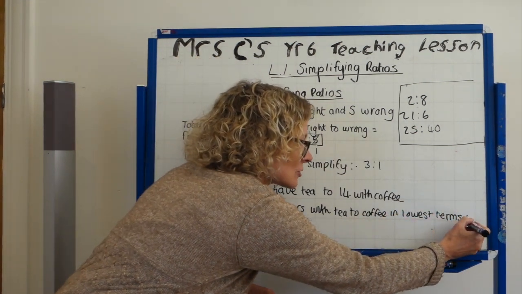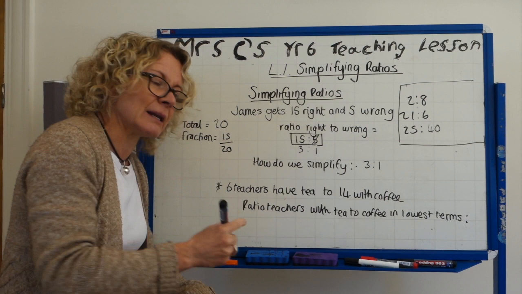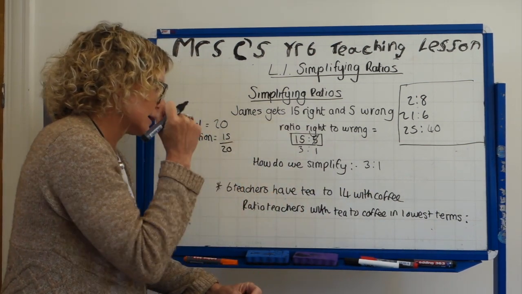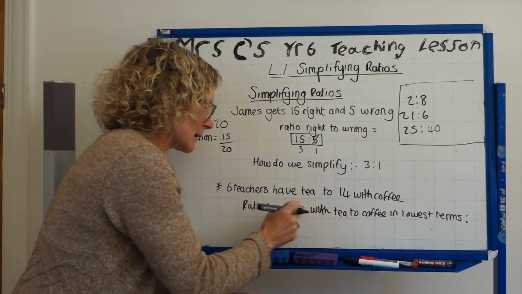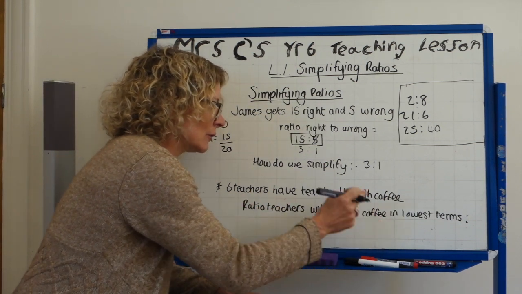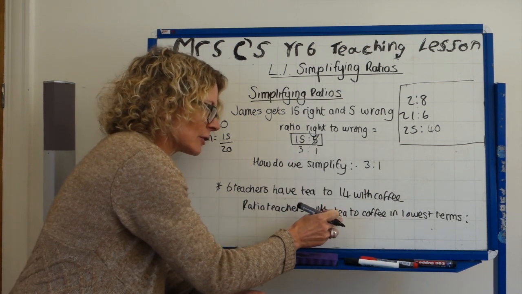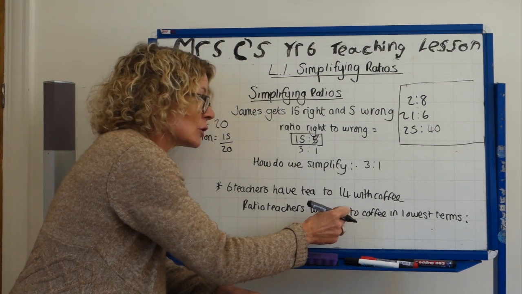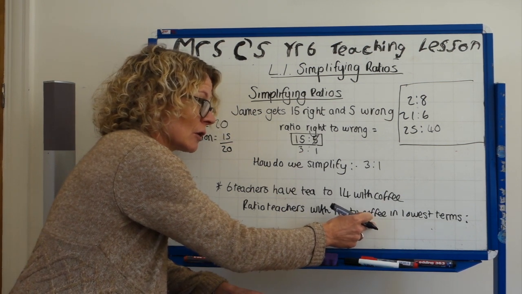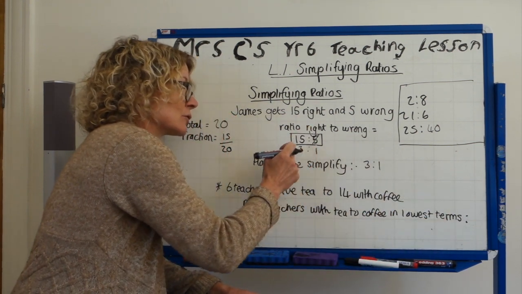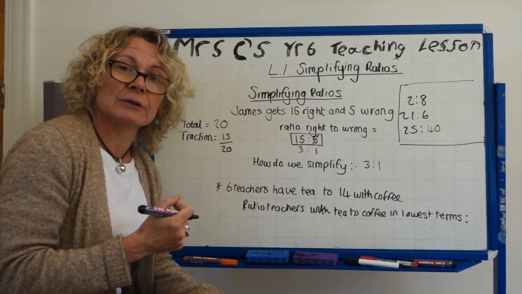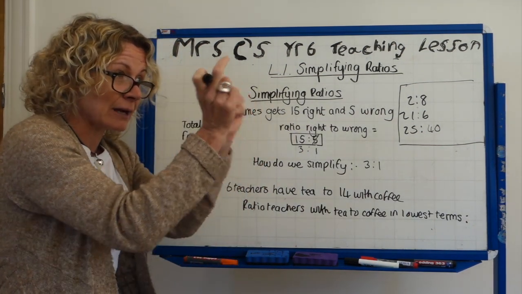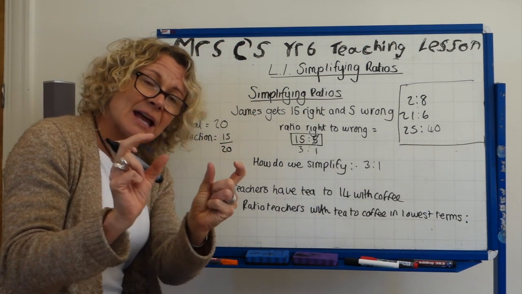A couple of things that I just want to mention about this, because I'm going to set some work in a minute, which is exactly the same type of question, if you like. It says, ratio of teachers with tea to coffee. You must always write it so whatever comes first, you show that number first. So you write down the tea number first, which is the colon, to the coffee. And the lowest terms means you must simplify it just how you would simplify a fraction. Whatever you do to one side, you do to the other. So you're taking it down and the comparison is staying the same.